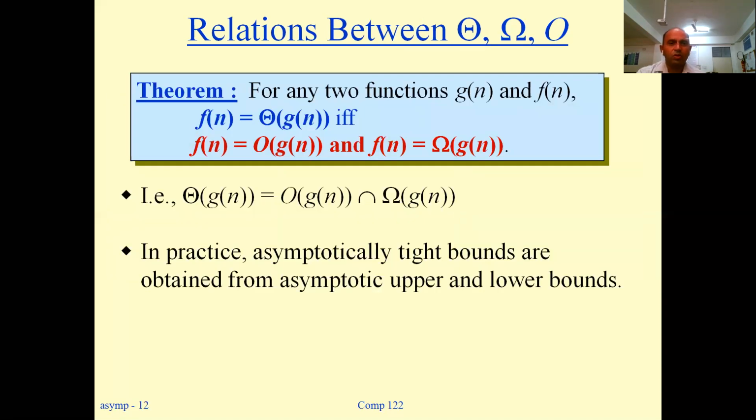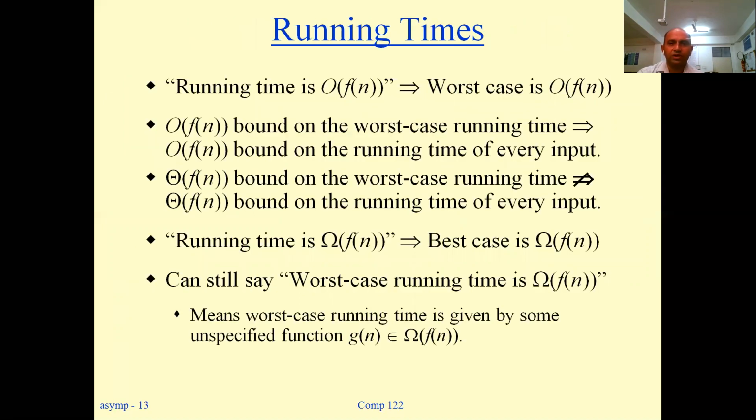So here is a theorem: if there are two non-negative functions g(n) and f(n), then f(n) is equal to theta of g(n) if and only if f(n) is equal to order of g(n) and f(n) is equal to omega of g(n). It means if our function satisfies the properties of big O and omega, then we can say that it must satisfy the property of theta notation.